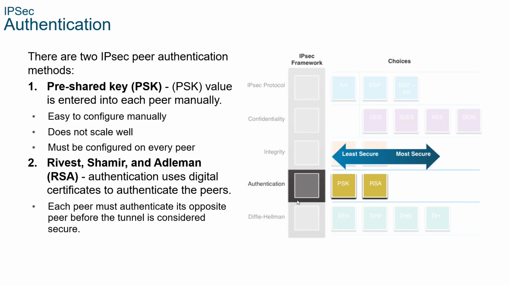You're going to use RSA because it uses digital certificates. And this is what we are accustomed to using when we're getting software and things like that. Each peer must authenticate its opposite peer before the tunnel is considered secure.